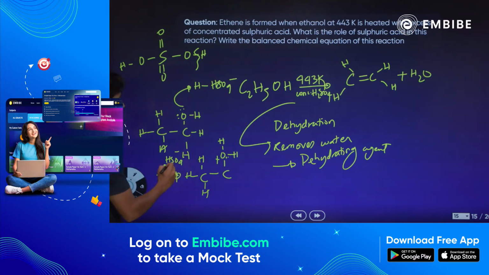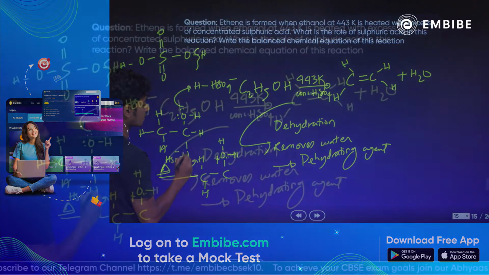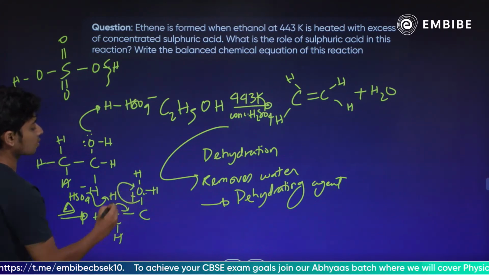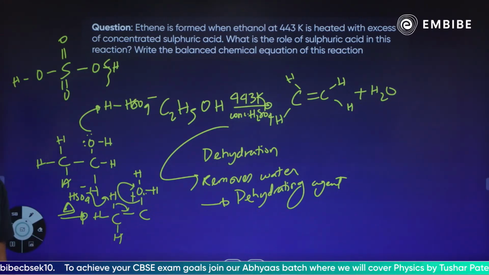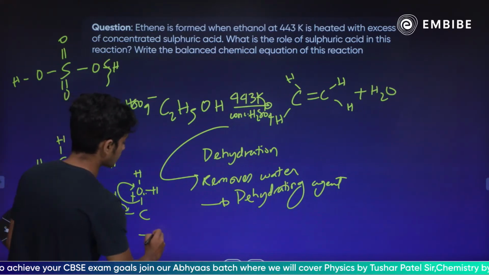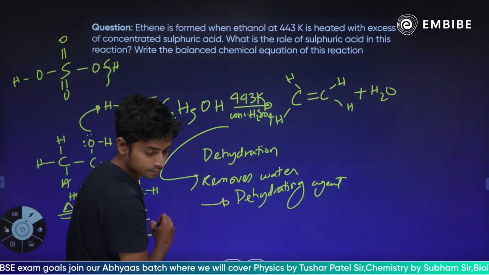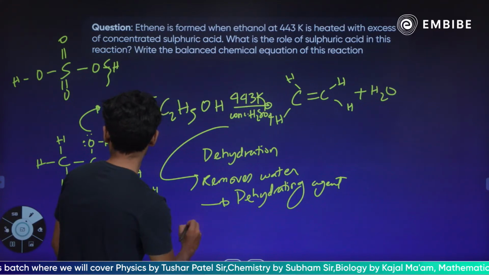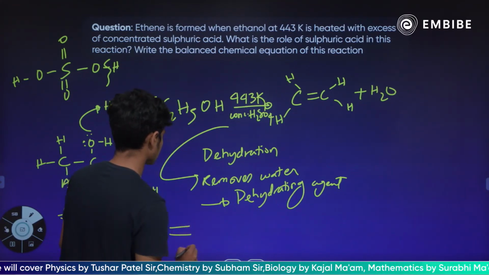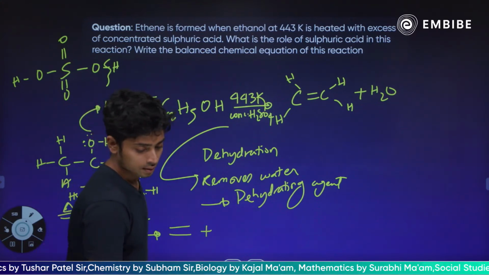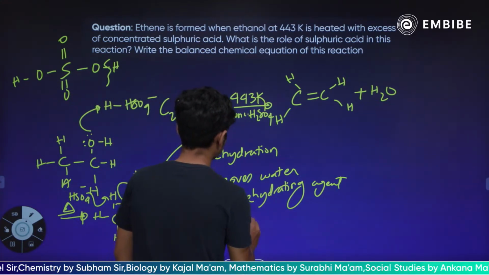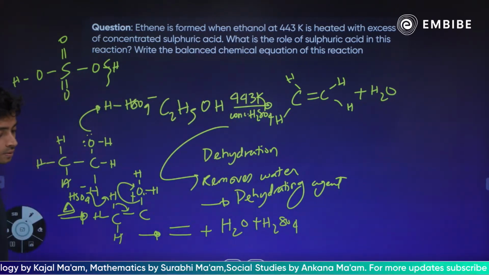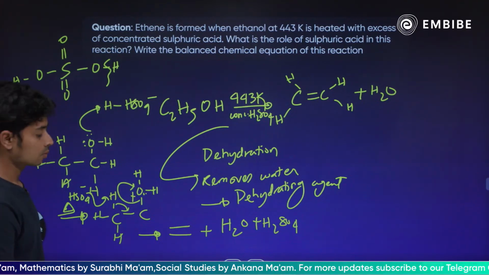Then what happens, this HSO4 minus takes this hydrogen. And this bond will come here and this bond will break, and oxygen will take the two electrons between the carbon and oxygen bond. So finally you will get ethene, plus you will get some H2O and H2SO4. Okay, so this will be your reaction.